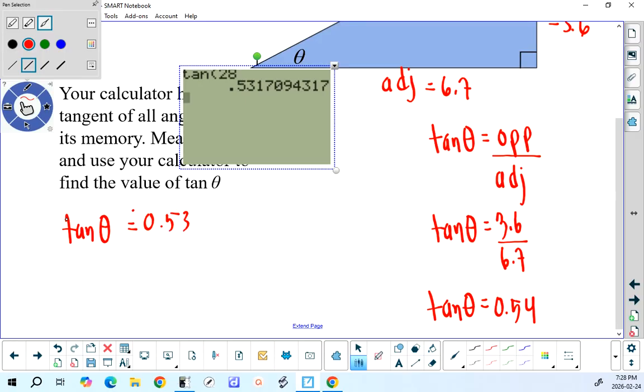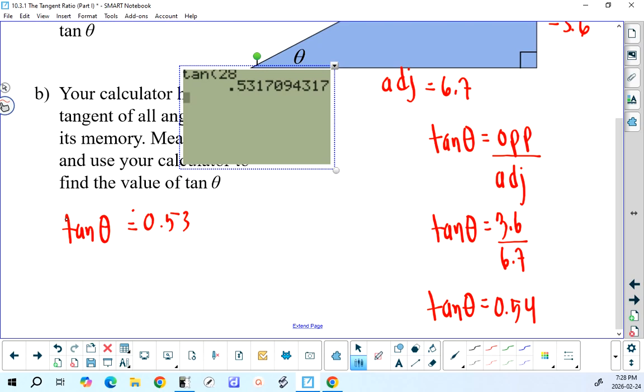If I were to ask you which do you think is right between these two, the 0.53 or the 0.54, I suspect that you would all say 0.53. And the reason for that is we know that when we measure things, you have a little bit of an error. Although we did measure theta, so who's to say where the error is? But these numbers are very close. So the tangent of the angle in this triangle theta is 0.53.